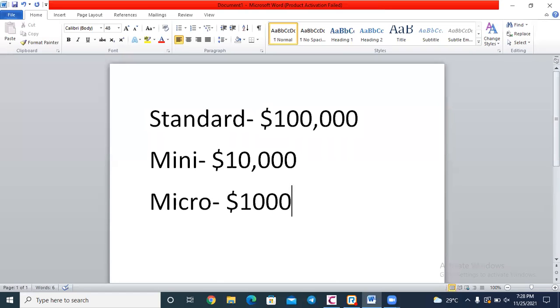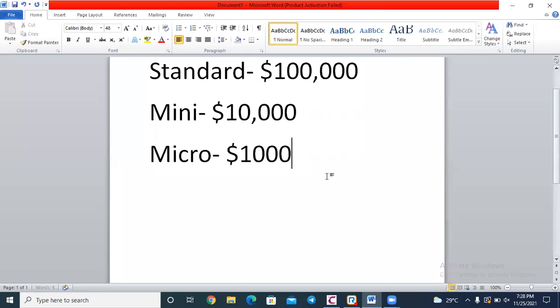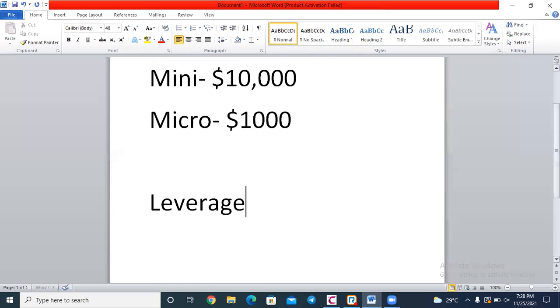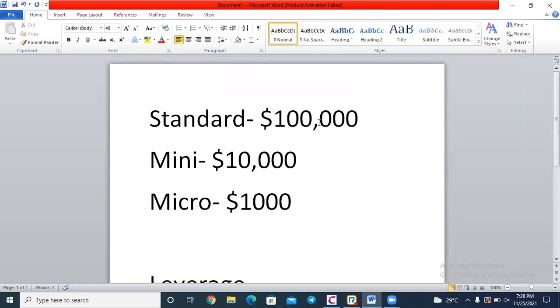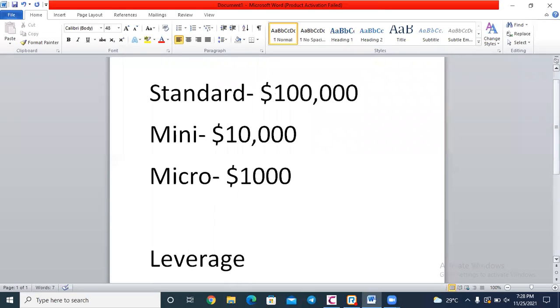Now, you can't afford $100,000 to operate a standard account. You can't afford $10,000 to operate a mini account, and you can't afford $1,000 to operate a micro account. What do you do? You apply for what we call leverage. So you want to operate a standard account, which is $100,000. Now you can't afford $100,000. What would you do? You apply for leverage.